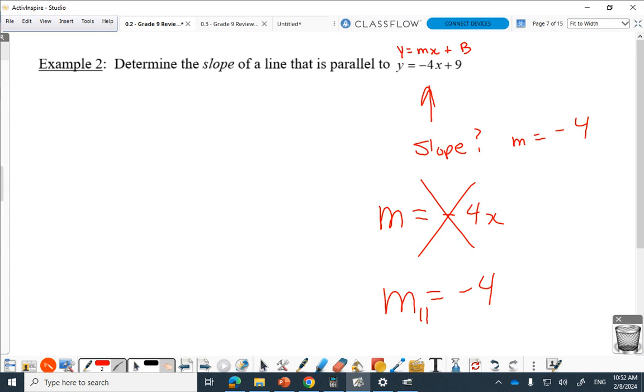Maybe a statement is better here. They're teaching you to do statements, right? Therefore, the slope of a parallel line would be negative 4. I mean, that's the technical, nice way to write these things. Any questions about that?